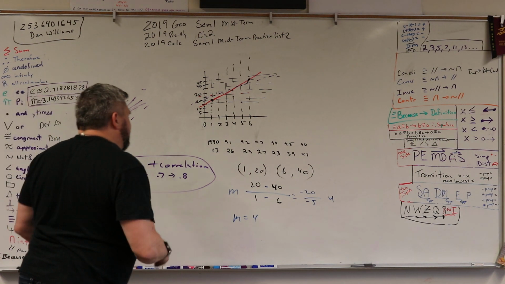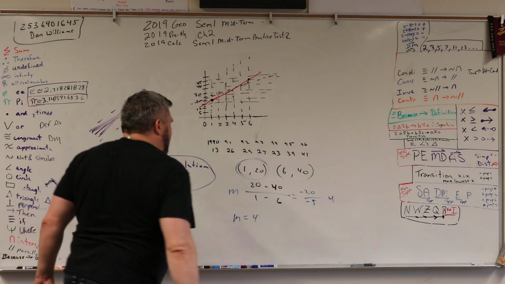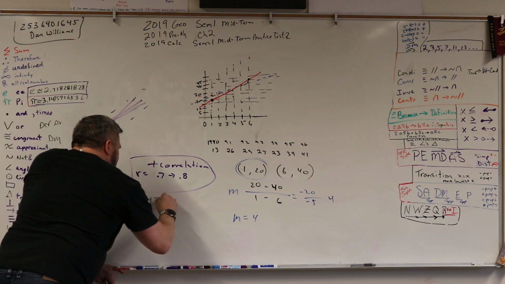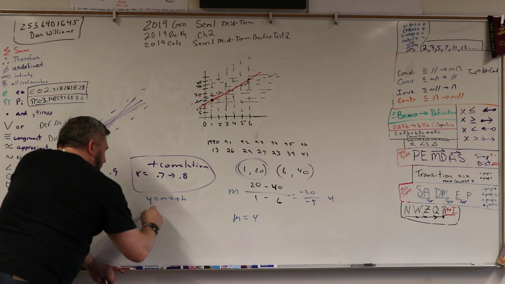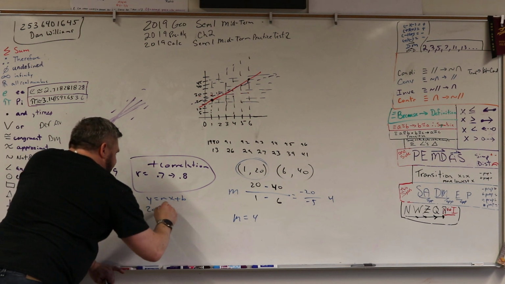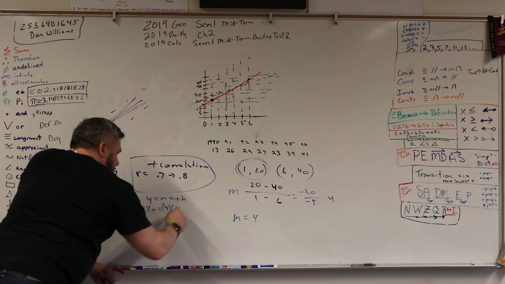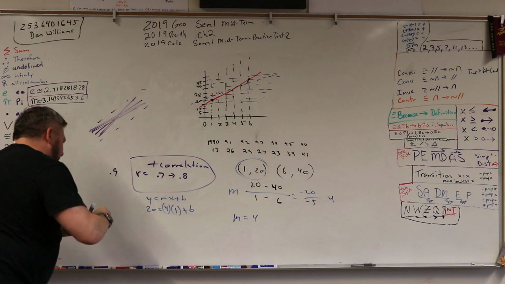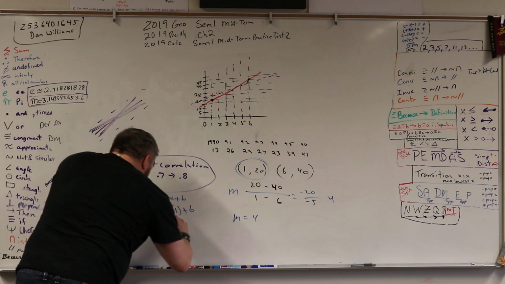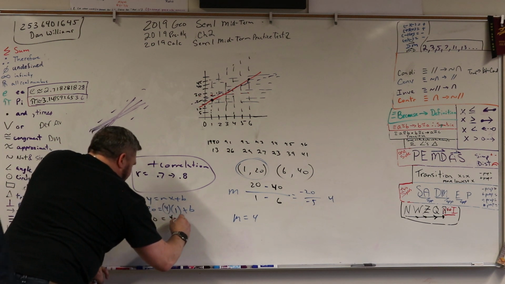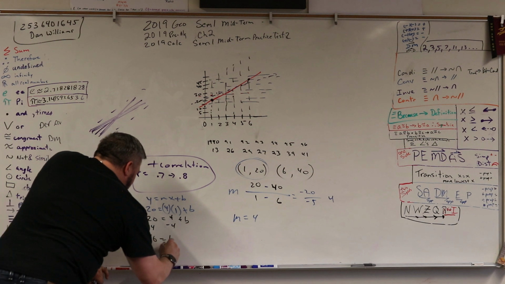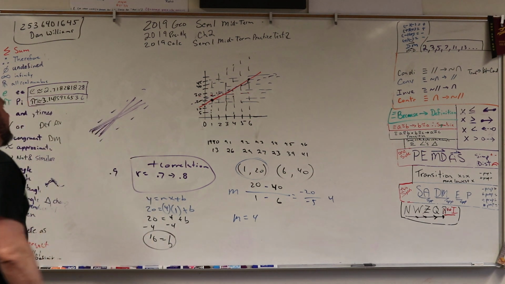Now I use one of those points, I don't care which one. How about the 1 and 20? And I plug it in. y equals mx plus b. y is 20, m is 4, x is 1, plus b. So 4 times 1 is what? 4. So 20 equals 4 plus b. Minus 4, 16 equals b. So it crosses at 16.